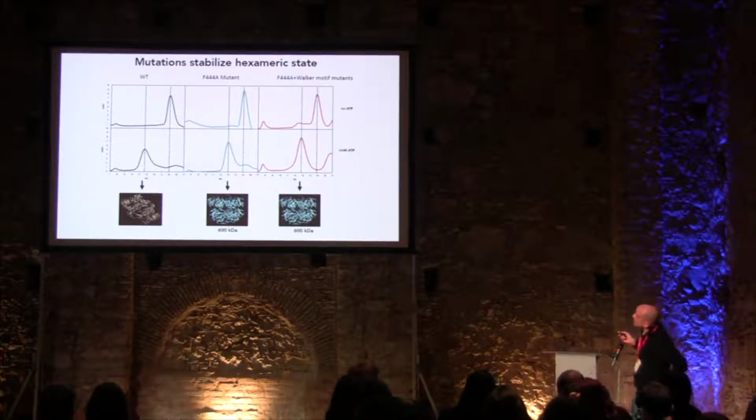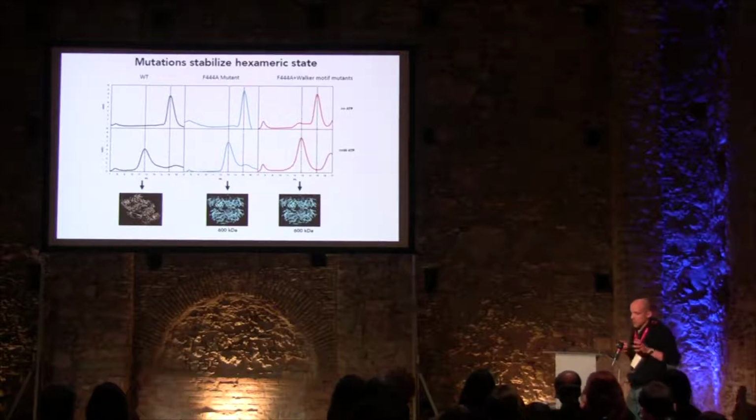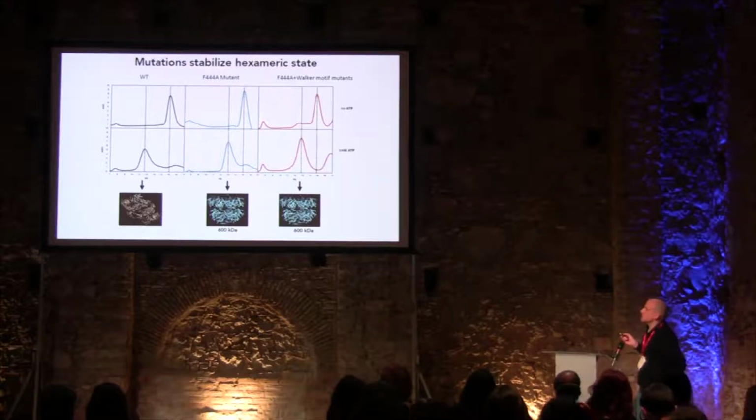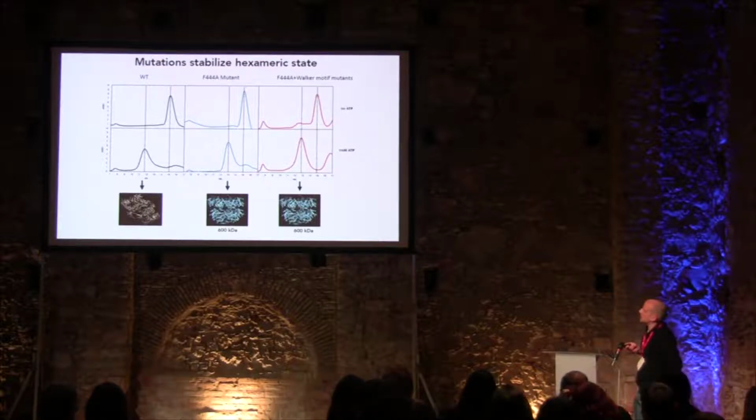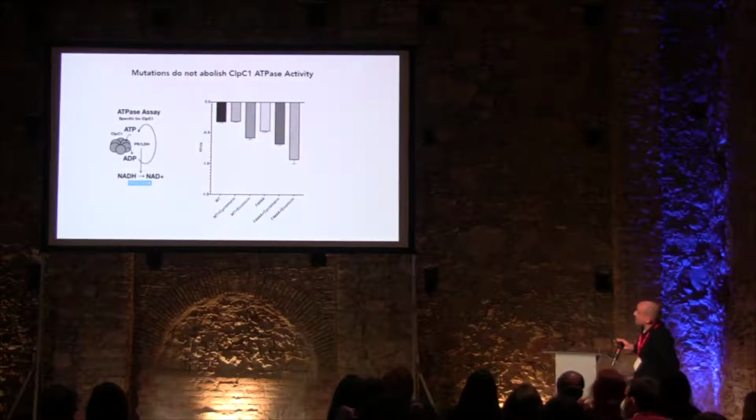I put here also these Walker motifs, because these are the ones that, since you're going to try to stabilize the hexamer, and the hexamer is continuously hydrolyzing ATP, what we do, and this is quite common in the literature, is to mutate these motifs and basically freeze the molecule in a state where it cannot utilize ATP, so ATP is gone.